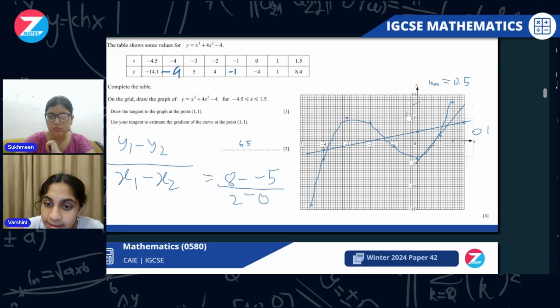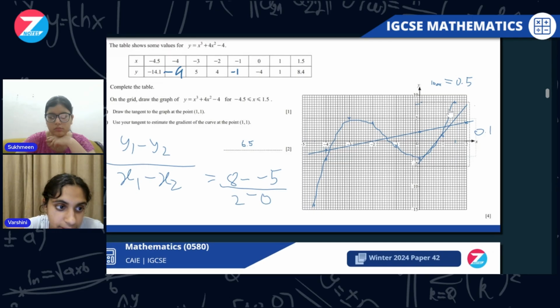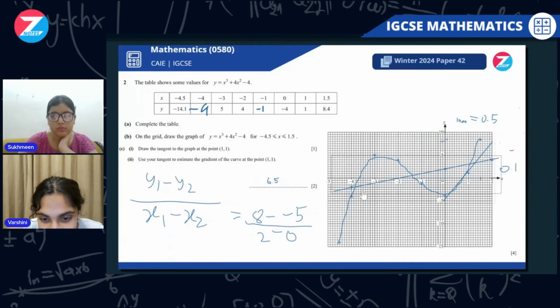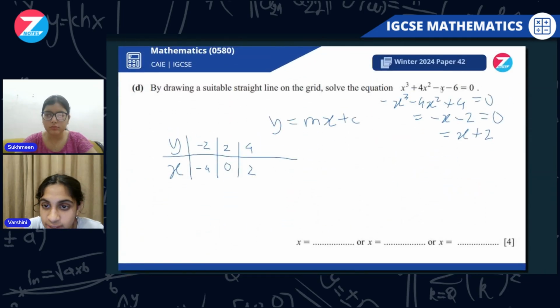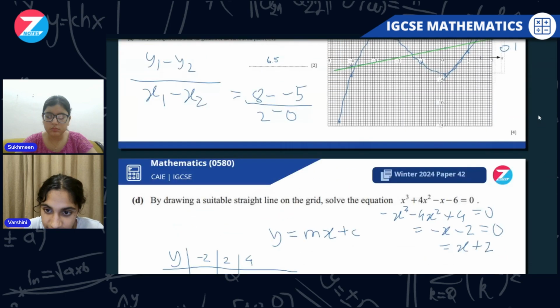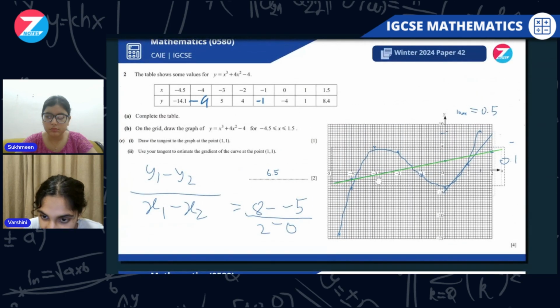Okay, and we'll just put this in a different color so it's easier to look at. So this green line is going to be y equals x plus 2. Now we want to solve the equation. And to solve the equation, all we need to do is find the points where they intersect. So they intersect at 3 points.